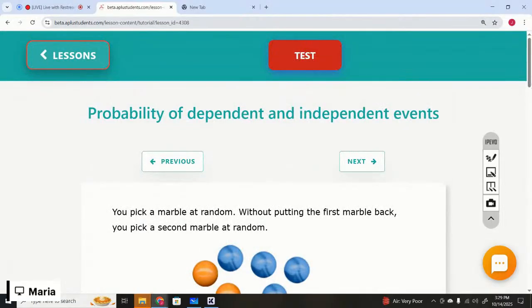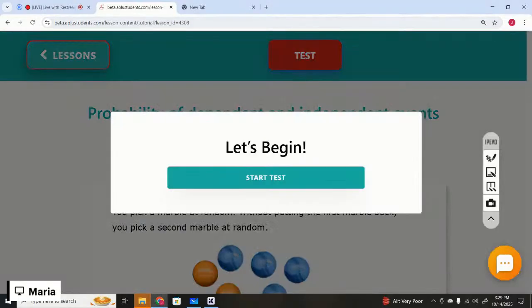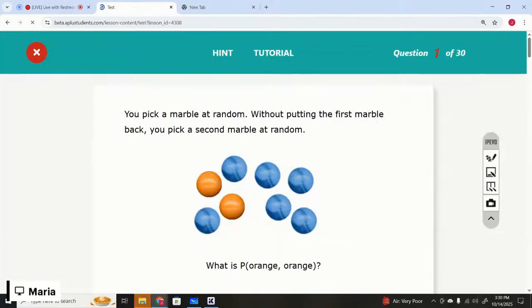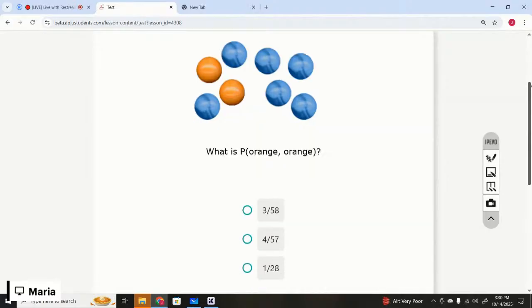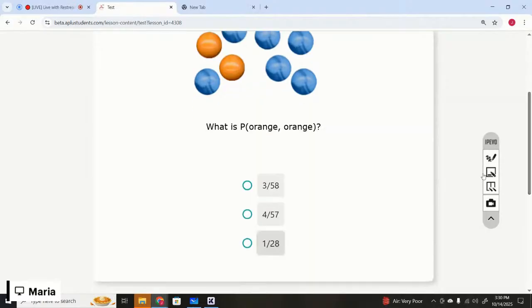Let's just start with the test questions. You pick a marble at random. Without putting the first marble back, you pick a second marble at random. What is the probability of orange? That is 1 by 28.